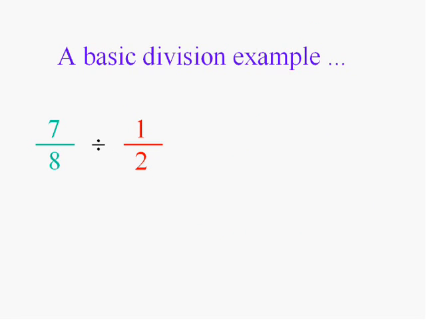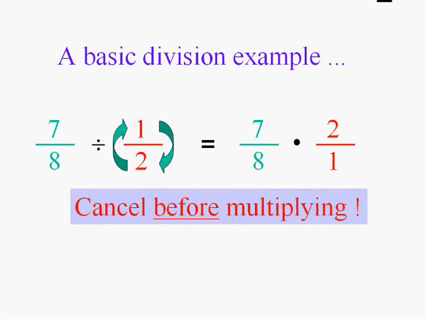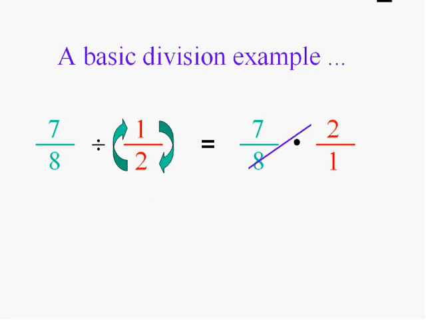For instance, 7/8 divided by 1/2 is the same as 7/8 times 2/1. Okay, so we'll multiply, but we'll cancel first. I see the 2 and the 8 are both divisible by 2. Now I've canceled, and I don't see anybody else that can cancel, so I'll just multiply, and I have an answer, 7/4. Excellent.